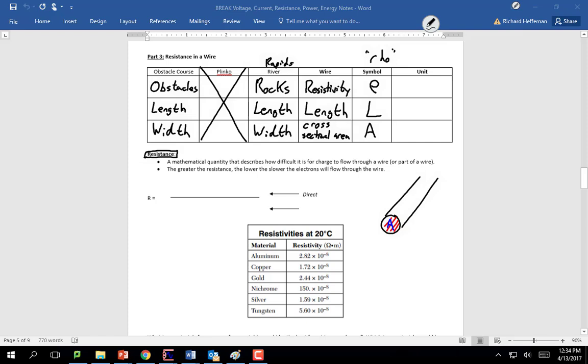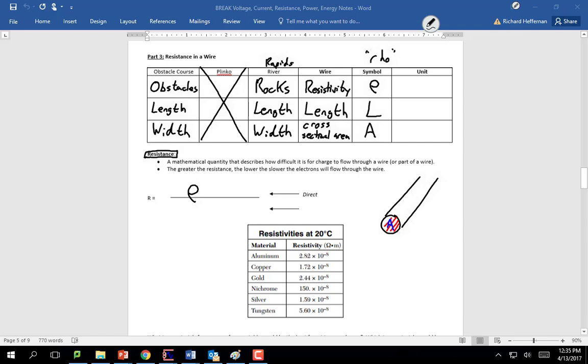Resistance is a mathematical quantity that describes how difficult it is for charge to flow through a wire, or part of a wire. The bigger the resistance, the slower the electrons will flow through that part of the wire. One thing directly related to the overall resistance is the resistivity, or how good or bad a certain material is at conducting electricity. The higher the resistivity, the worse the material is at letting electrons pass through it. So if the resistivity went up, the overall resistance would go up as well.